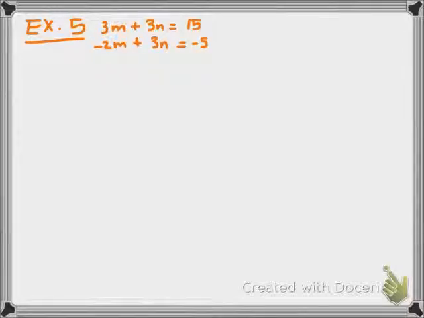So example 5, we're almost done here. 2 more examples and we'll be completely done. In this one, they're not using X and Y, so we always put the letters the way they would show up in the alphabet. So M comes before N.